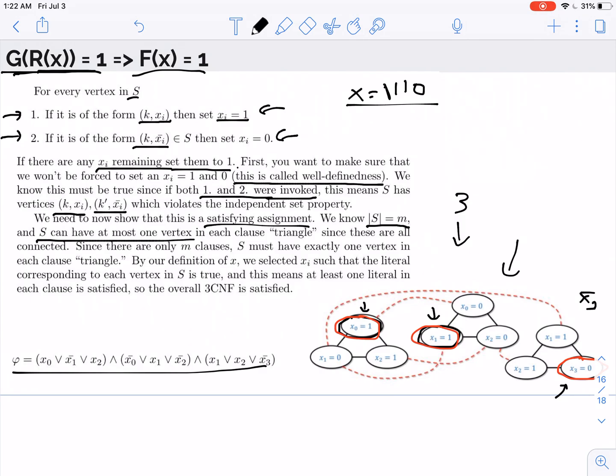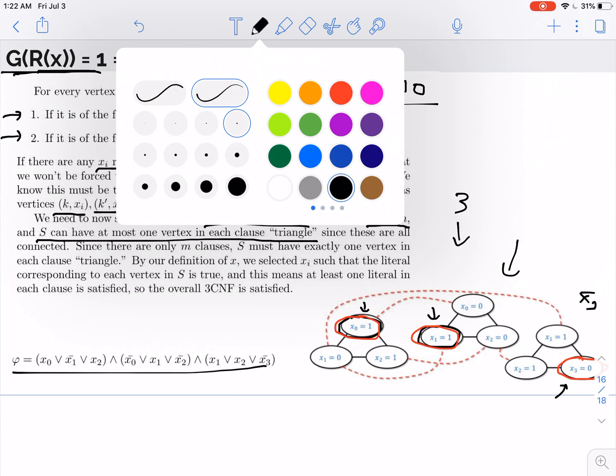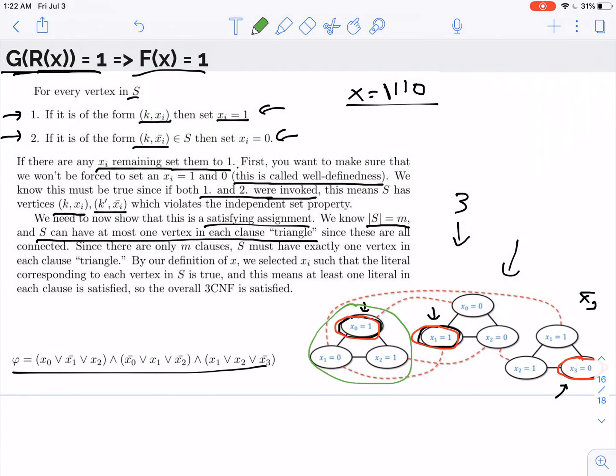So S can have at most one vertex in each clause triangle. And by clause triangle, I mean something like this, right, where it's one of these triangles that we created from an initial clause. And we know that S can only have one element in each of those because all the elements of that triangle are connected, and S is an independent set. So therefore, S must have exactly one vertex in each clause triangle because there are only M clauses, right? So for example, if S didn't have a vertex in this first clause triangle, then it would have to have multiple vertices in one of these two clause triangles, which we know isn't possible, right? Because it has to have at least 3 vertices, and that can't happen because everything in those triangles is connected. So that means that S must have exactly one vertex in each clause triangle.